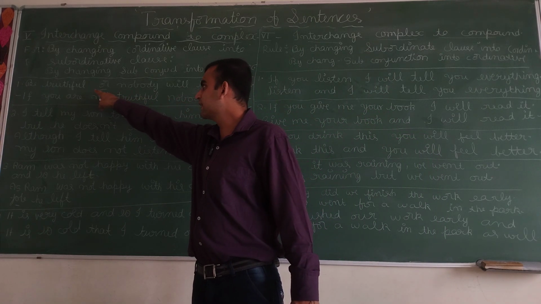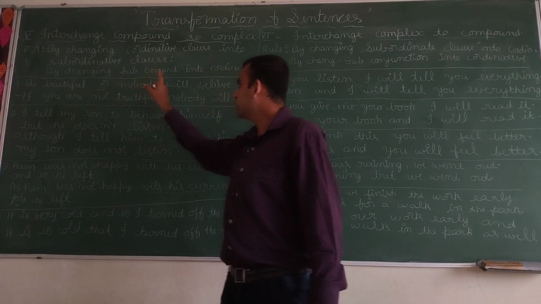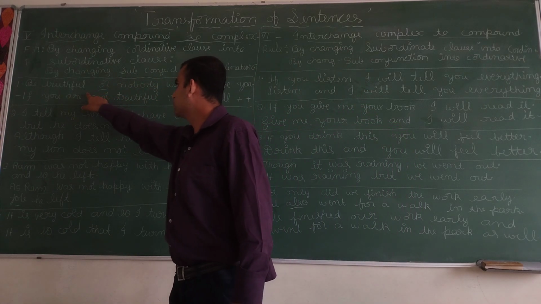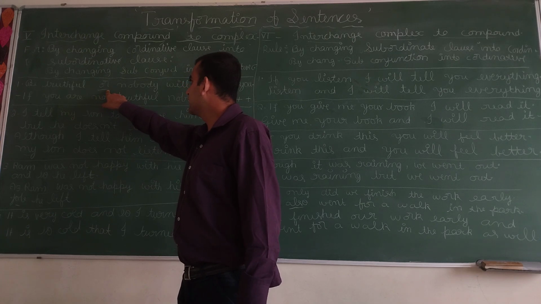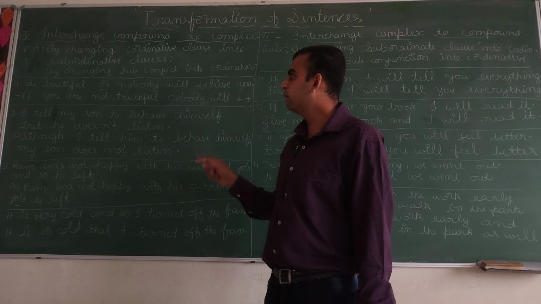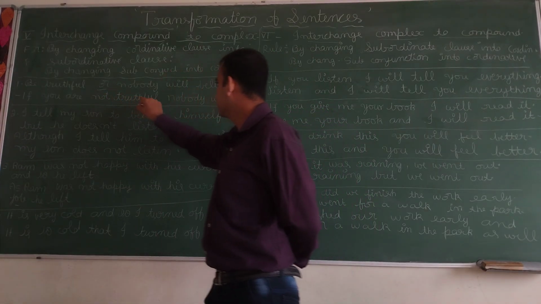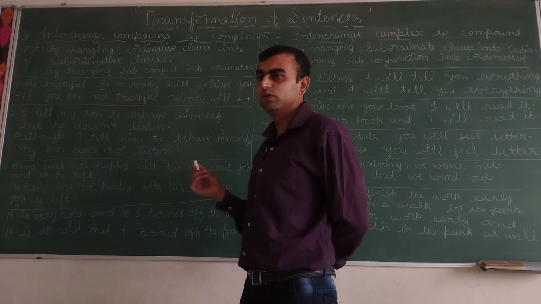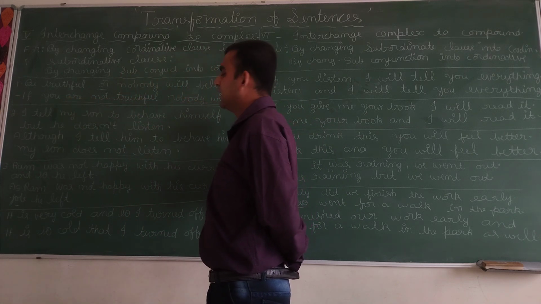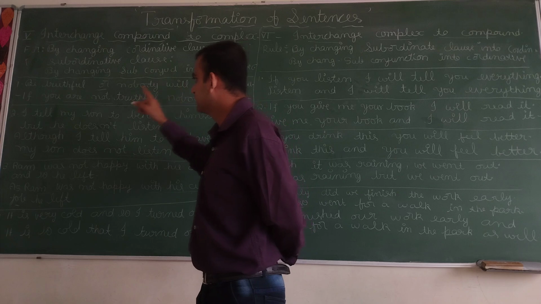Example. First, let us take the first example: Be truthful or nobody will believe you. There are two independent clauses: be truthful, or, the coordinative conjunction, nobody will believe you. How to interchange this sentence into a complex sentence? If you are not truthful, nobody will believe you. If you are not truthful is a dependent clause. Is it clear?